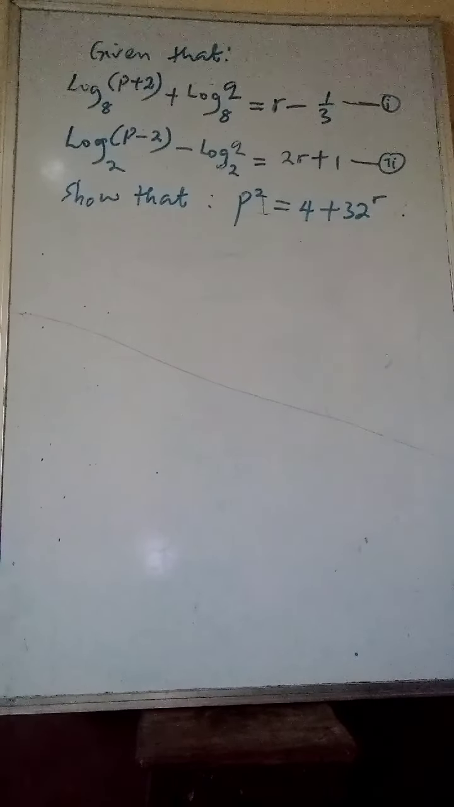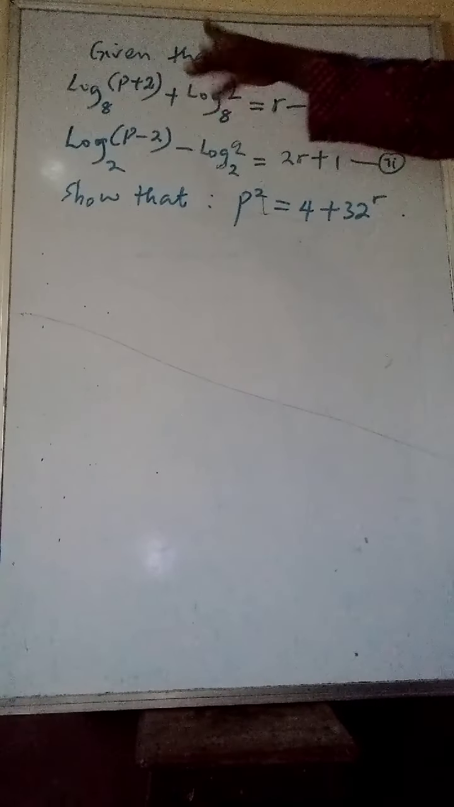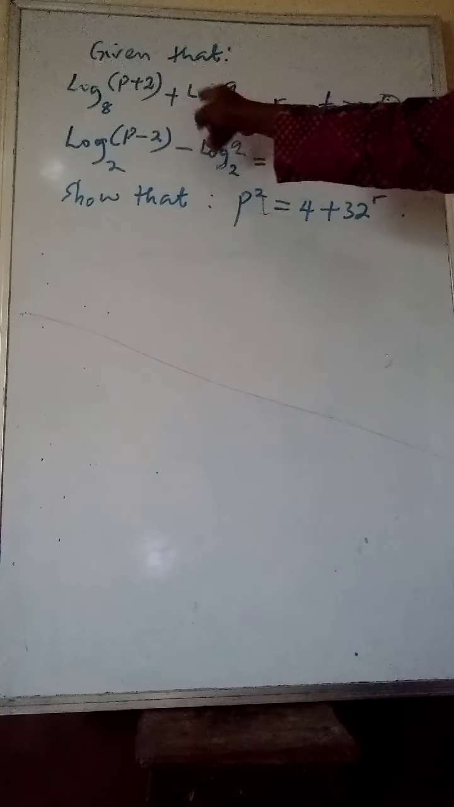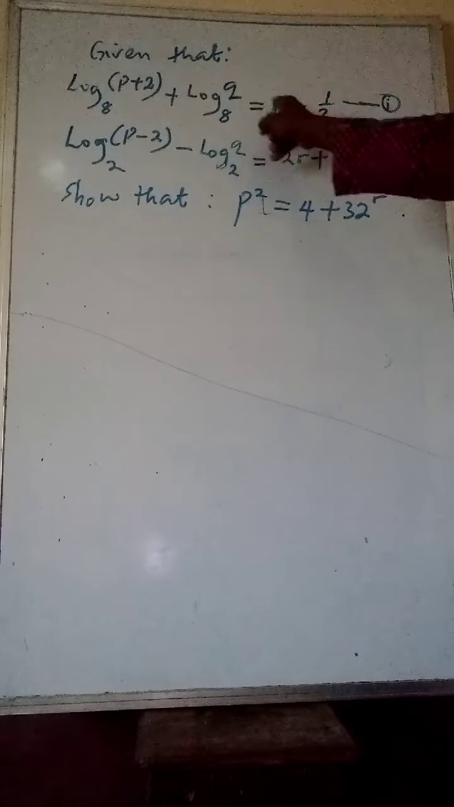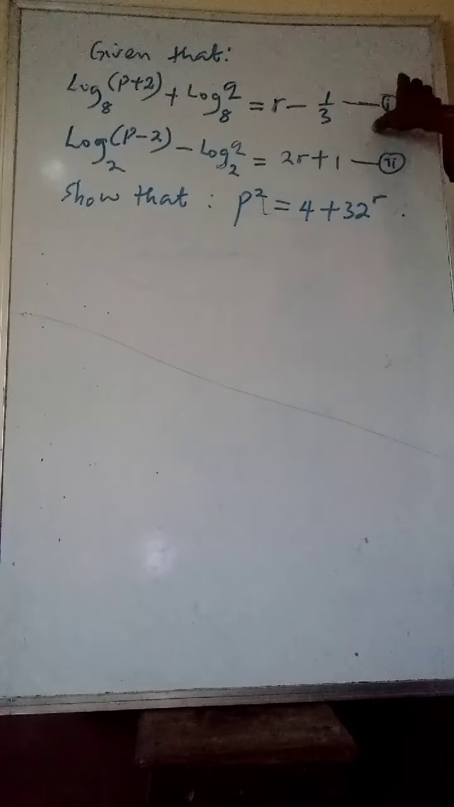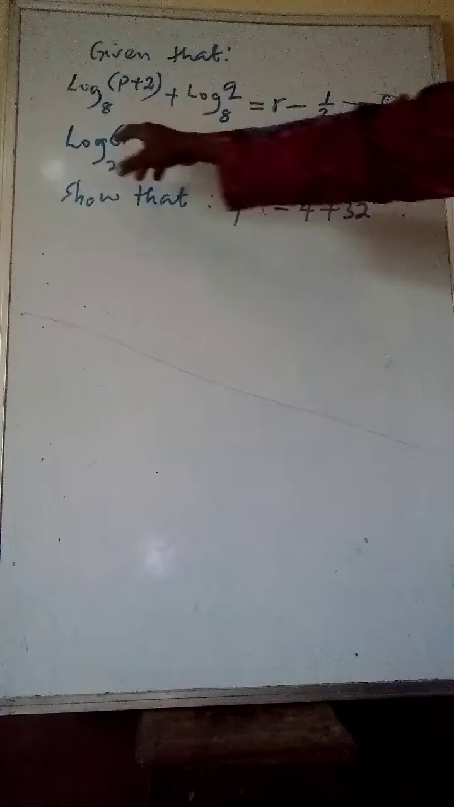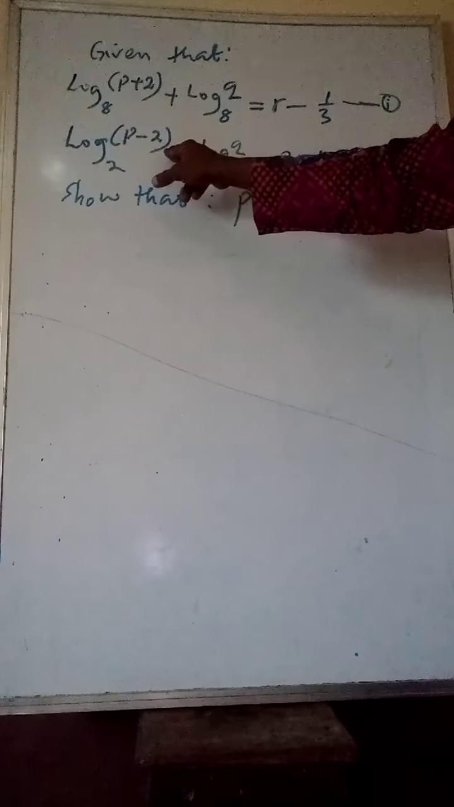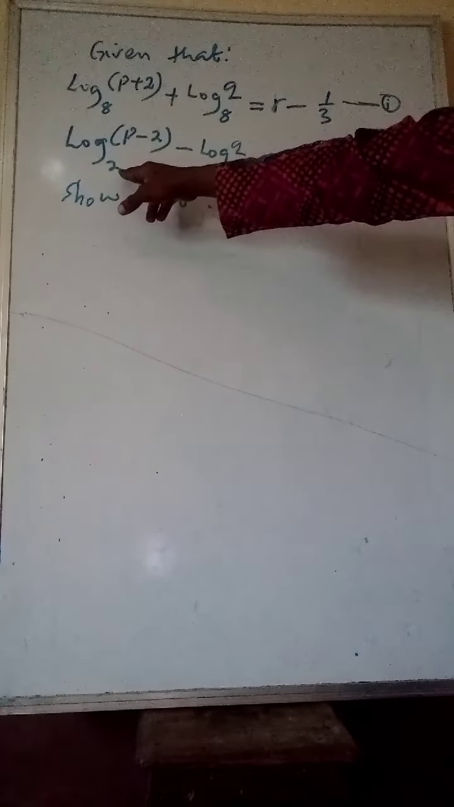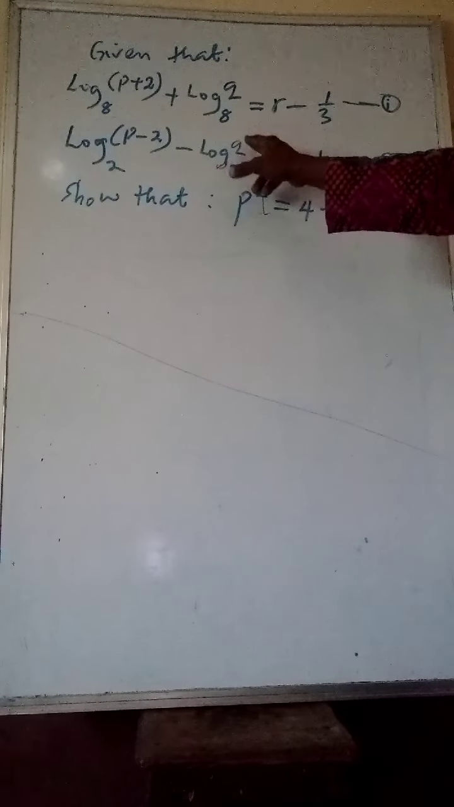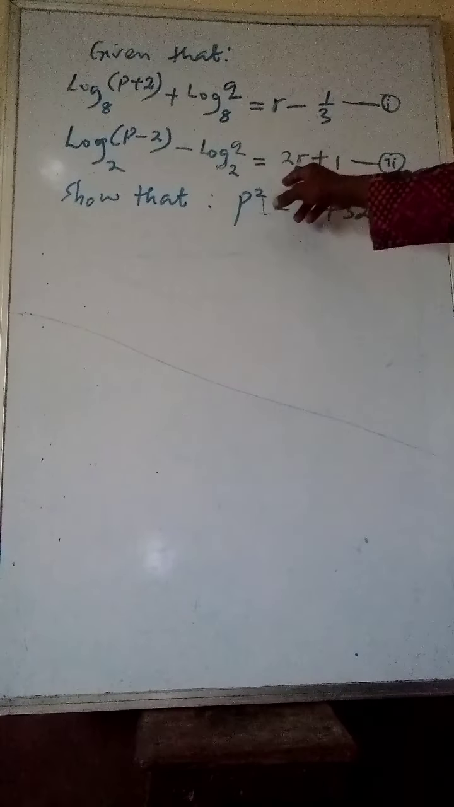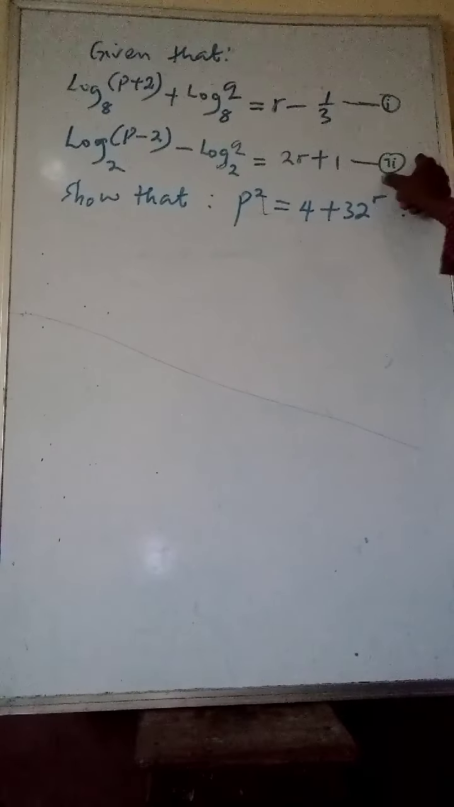Now, this is another question. You are given that log (p + 2) to base 8 plus log q to base 8 equals r minus 1 over 3. Let me call that equation 1. And log (p minus 2) to base 2 minus log of q to base 2 equals 2r plus 1. Let me call that equation 2.